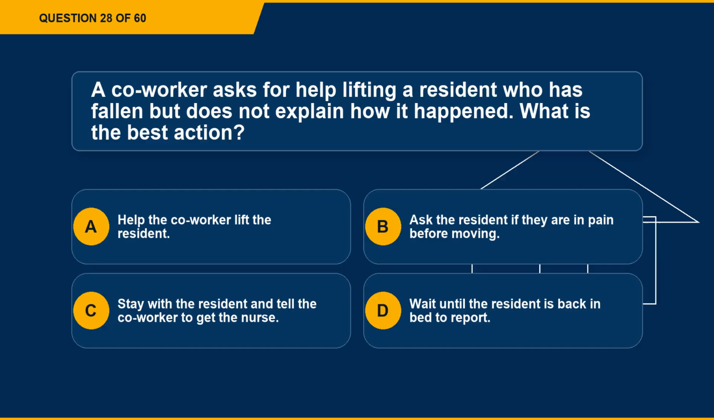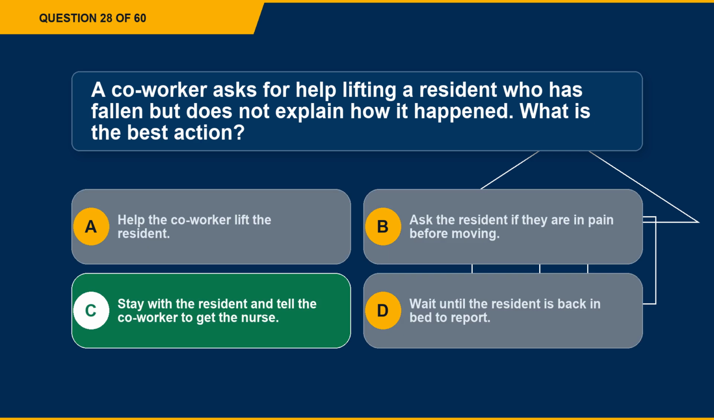Question 28. A coworker asks for help lifting a resident who has fallen but does not explain how it happened. What is the best action? Option A, help the coworker lift the resident. Option B, ask the resident if they are in pain before moving. Option C, stay with the resident and tell the coworker to get the nurse. Option D, wait until the resident is back in bed to report. The correct answer is option C.